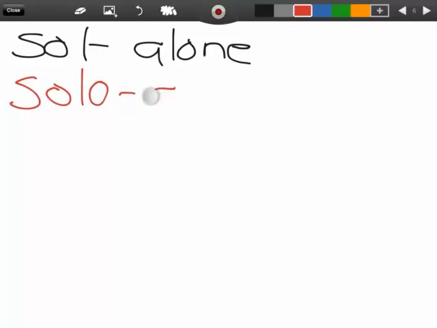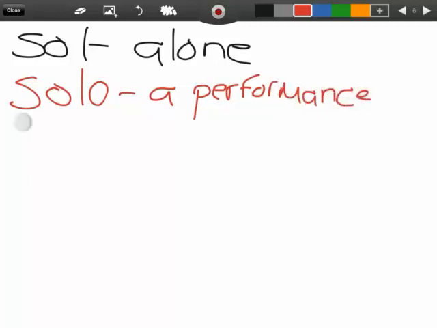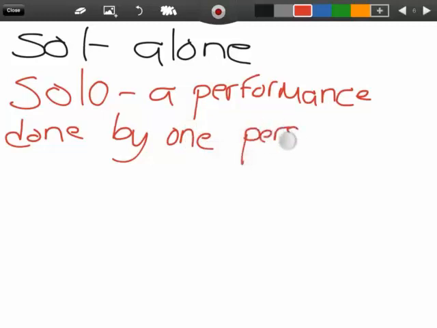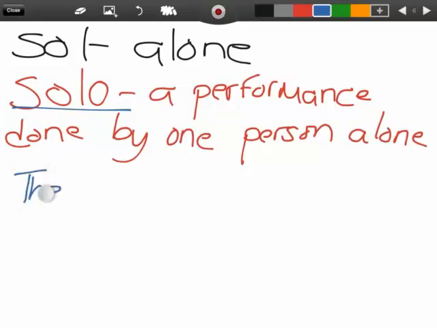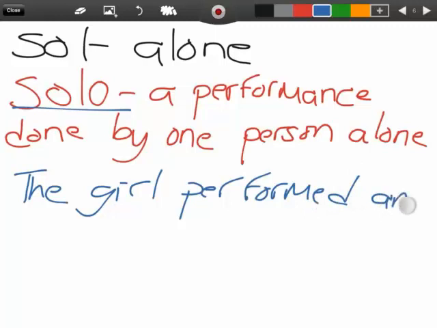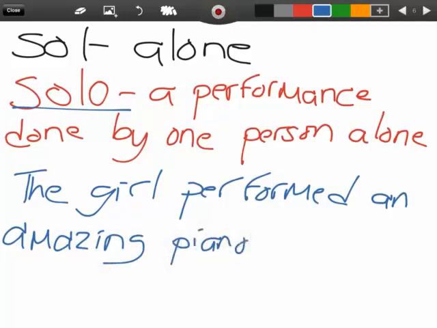And the meaning of that word is a performance done by one person alone. And I'm going to go ahead and use solo in a sentence. I'm going to go ahead and read that to you. The girl performed an amazing piano solo. Moving on to our next root is also sol.